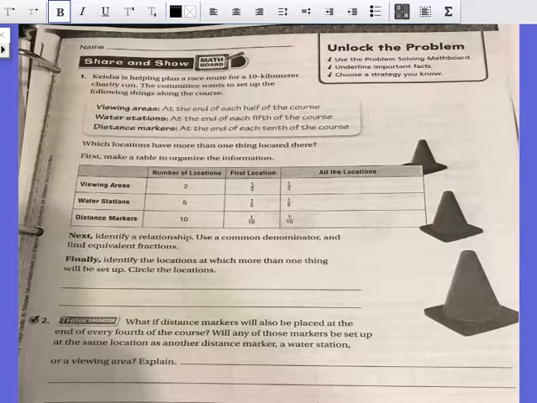First, make a table to organize the information. They have the viewing areas, the water stations, and the distance markers, and then the number of locations filled out. The first location was at the half mark. Then the water one was at the end of the fifth of the course, and the distance was at the end of each tenth of the course. Next, identify a relationship. Use common denominators and find equivalent fractions.